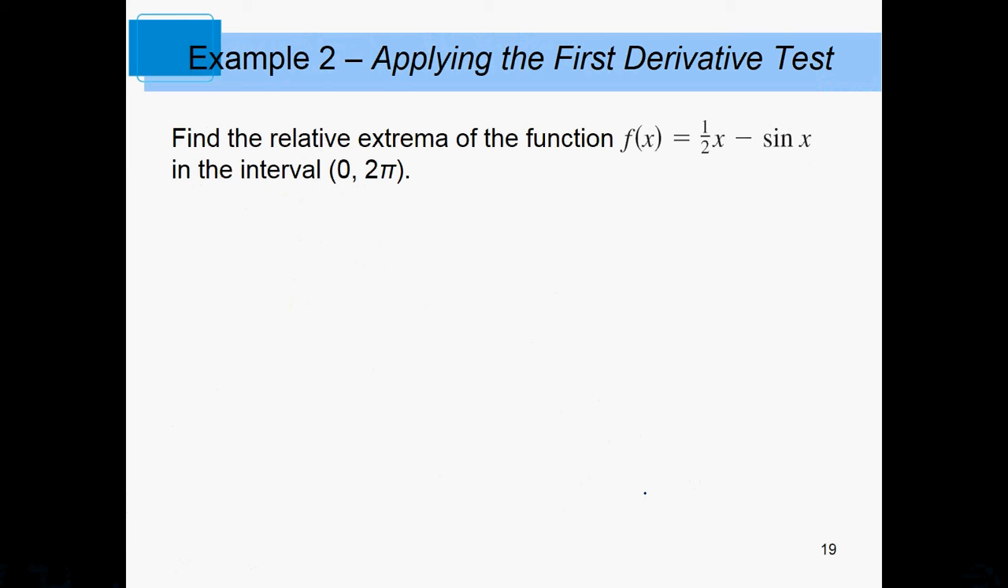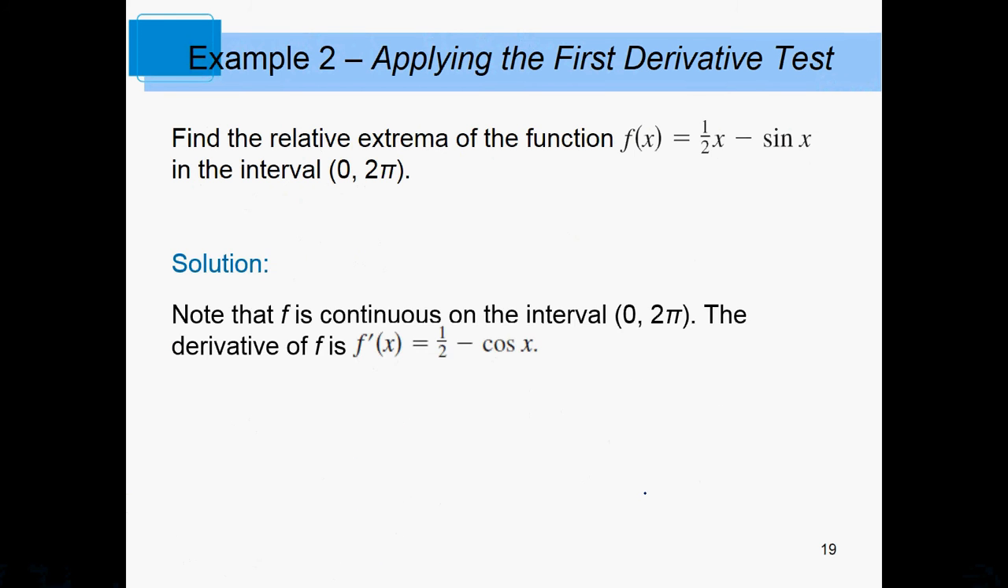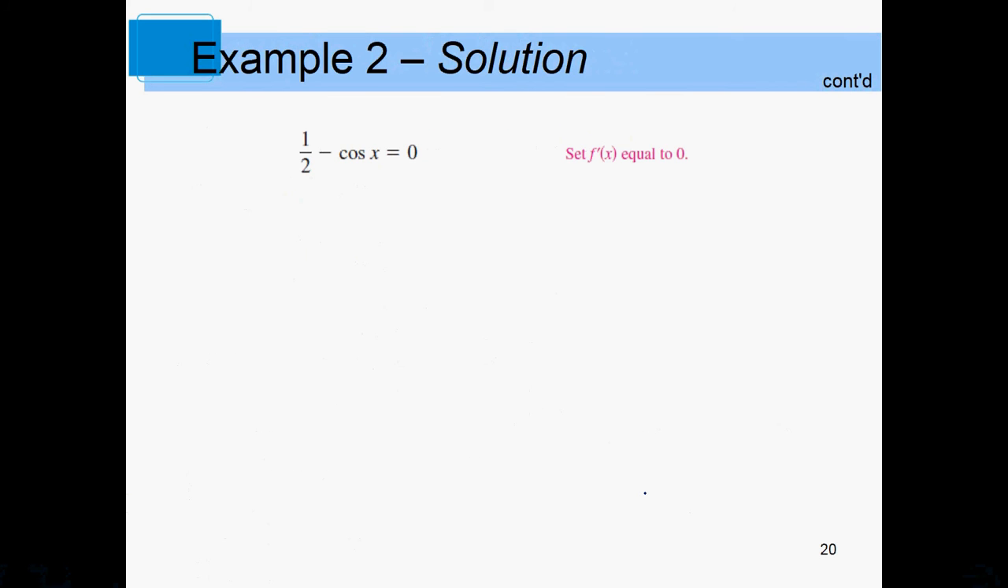Just 1 half. And then what's the derivative of negative sine x? Positive or negative? It'd be negative because of the minus sign, because the derivative of sine is already cosine. So we get 1 half minus cosine x. So we have to set this equal to 0, because that's the first derivative, and that's what we do. We set the first derivative equal to 0. So when I set that equal to 0, I get 1 half minus cosine x equals 0.